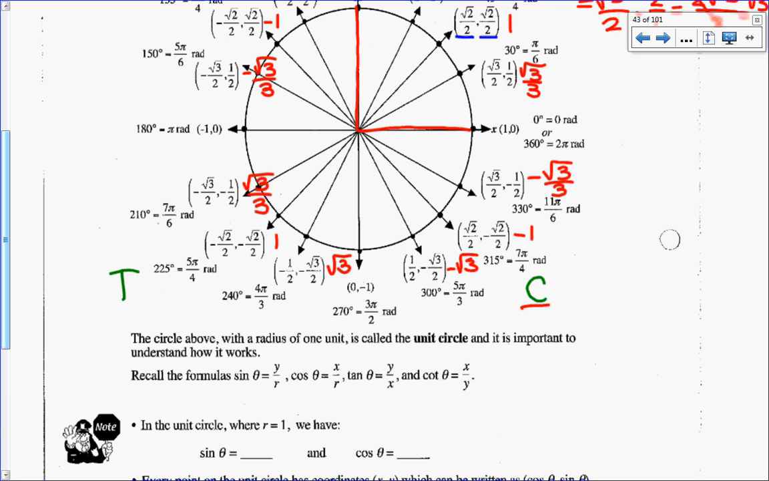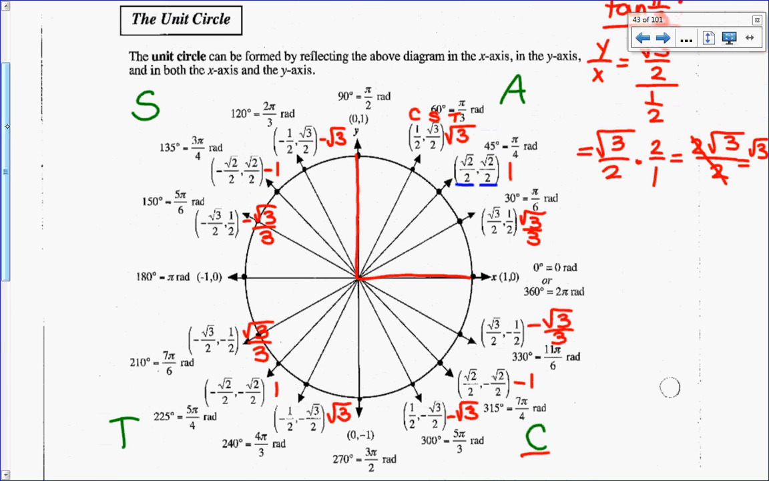Okay, now that we have them all, let's just do a really quick observation that there really are only 3 fractions or ratios that you actually have to learn. We've got half, we've got root 2 over 2, and we've got root 3 over 2. Those are the only three fractions or ratios that you actually have to learn.